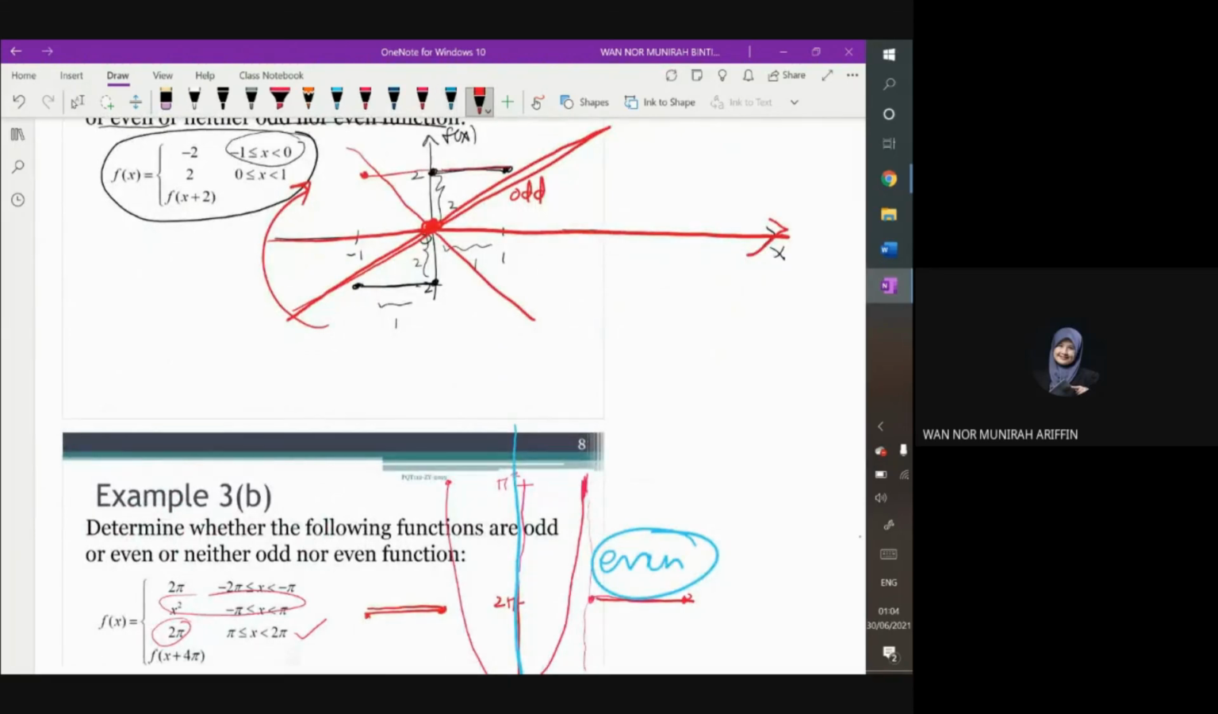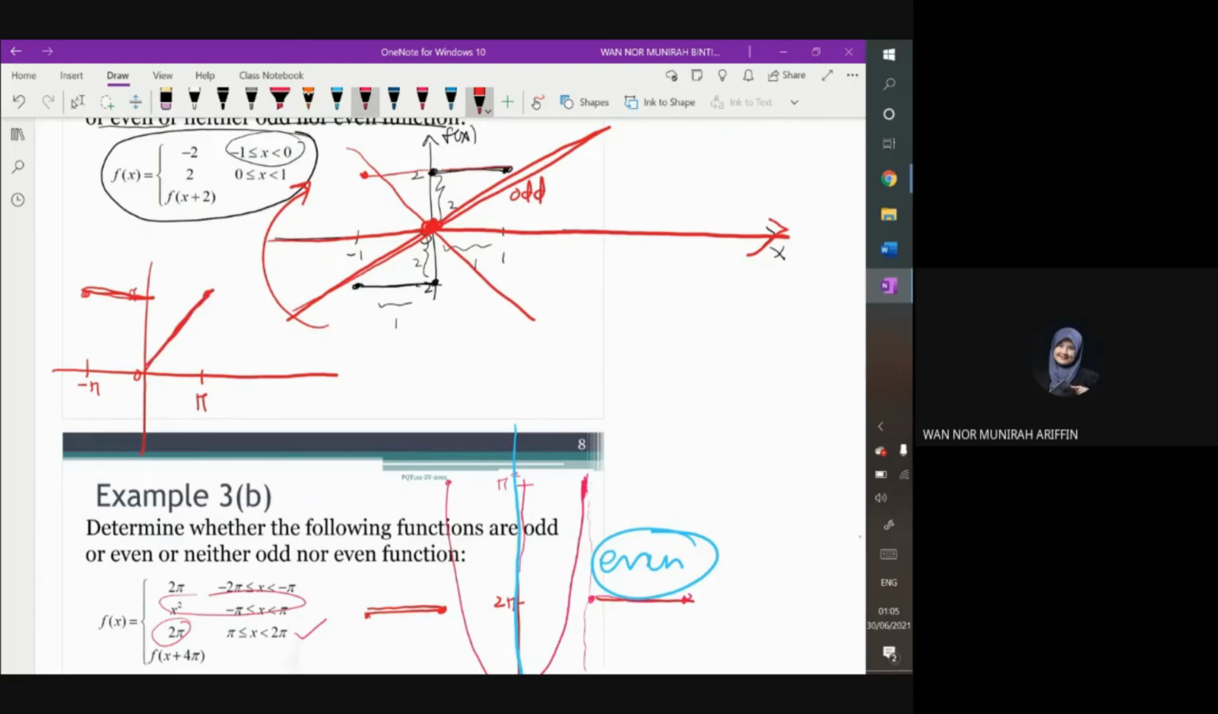So maybe you might ask, what about the neither odd nor even function? For example, the kind of neither odd nor even function can be like this. From negative pi to 0, the first one, your f(x) is pi, for example. So something like this. And then from 0 to pi, your function is f(x) equals x. So your graph is like this, this one and then this one.